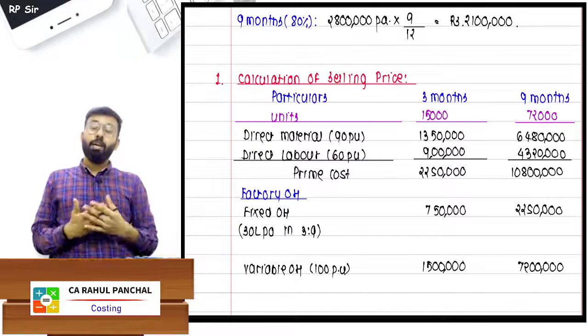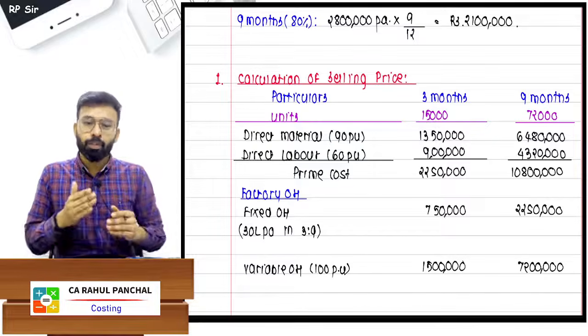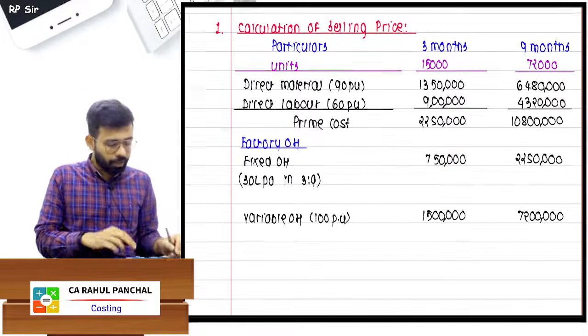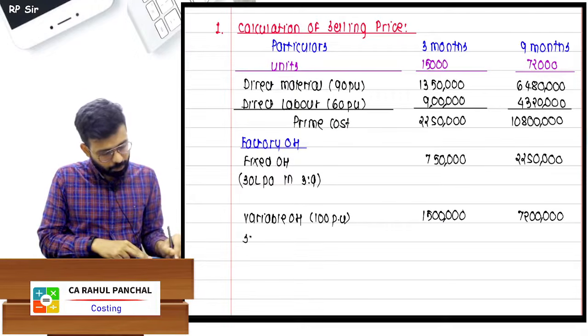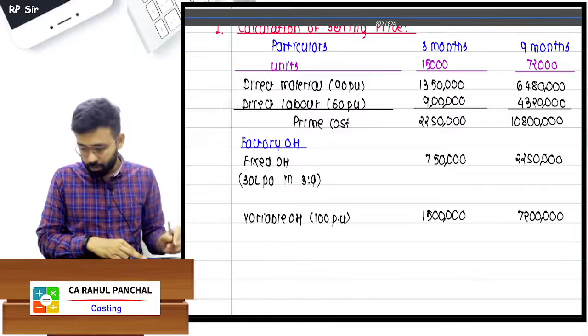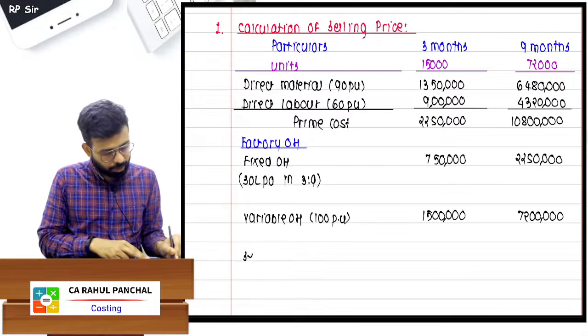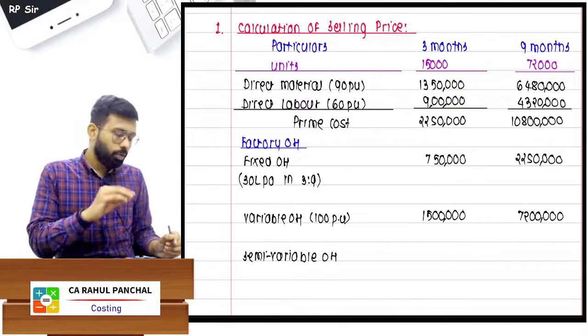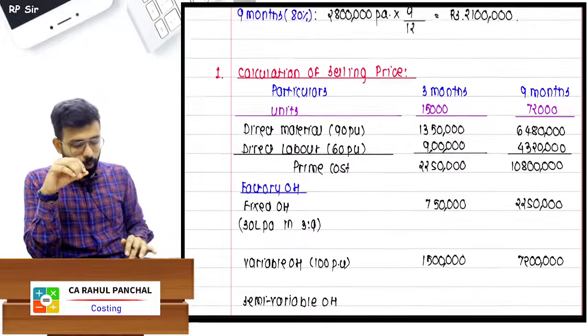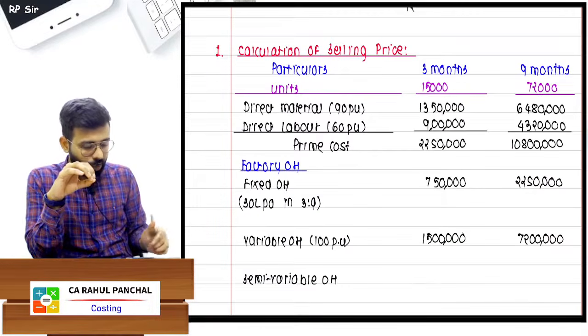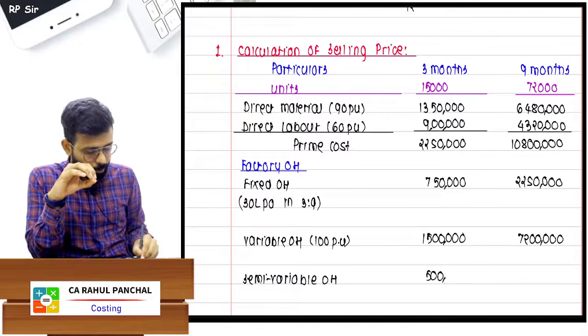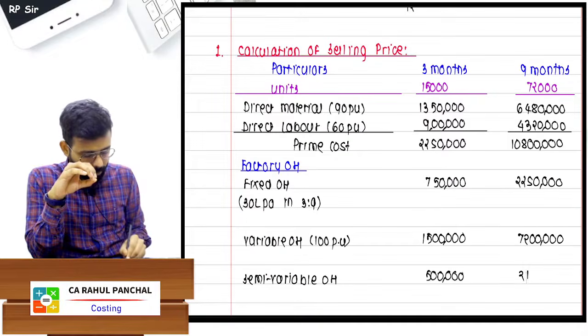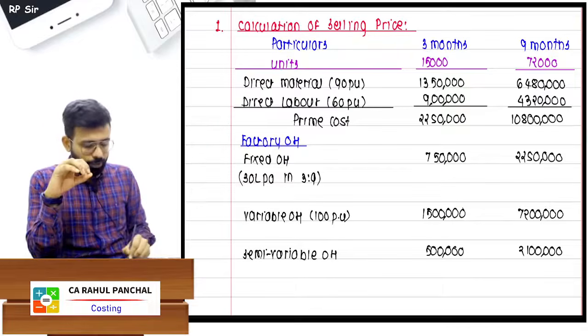So there were 3 types of overheads based on behavior. The one was fixed, then there was variable, now there is semi-variable. If you talk about semi-variable overheads, we have already calculated the answer, which is 5 lakh and 21 lakh. That's it. There is no other cost mentioned in the question.